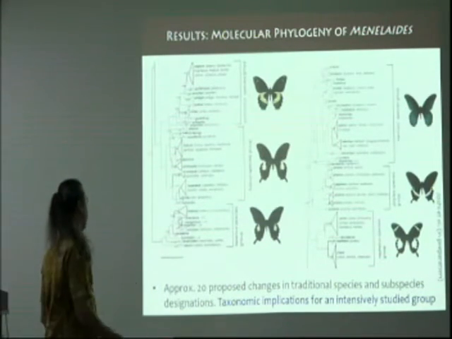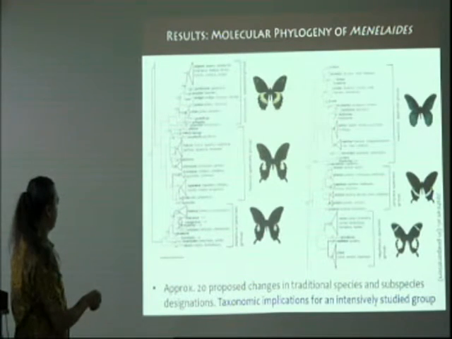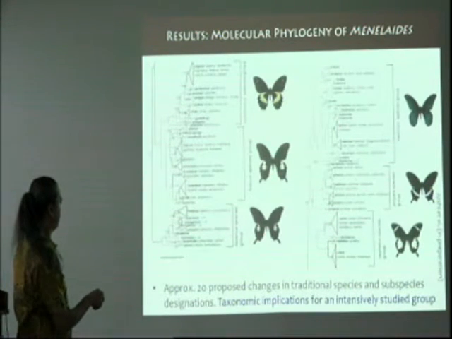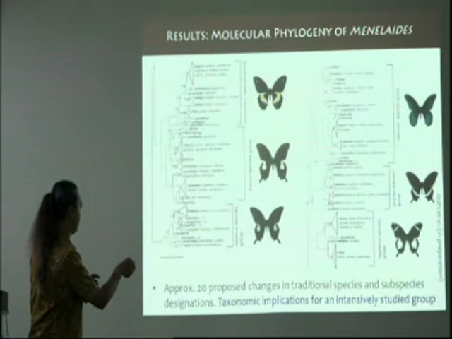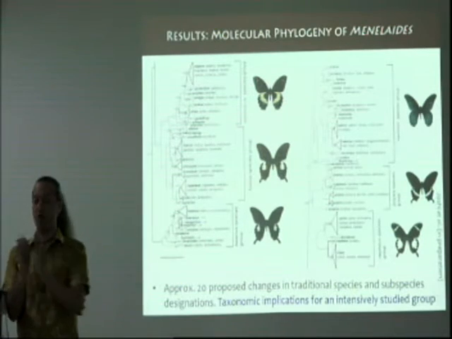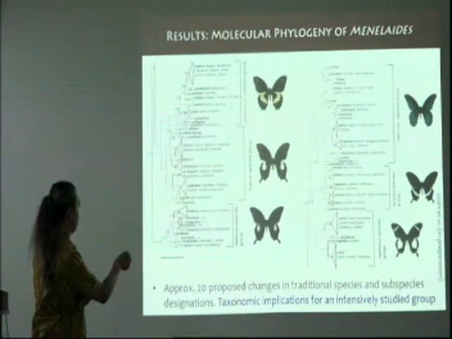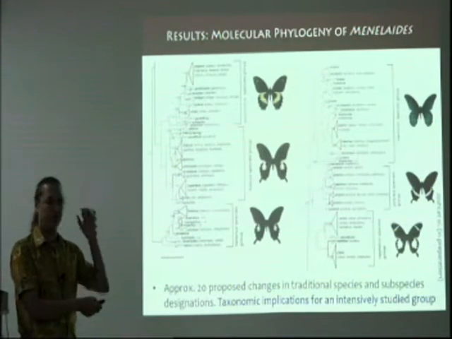So this is what we have. This is a phylogeny of Menelaus. And here, each triangle means that there are lots and lots of material sampled. And this entire triangle, with all the different subspecies that have been sampled within it, forms one cohesive cluster, which is distinct from neighboring clusters. Okay, that is what it means.